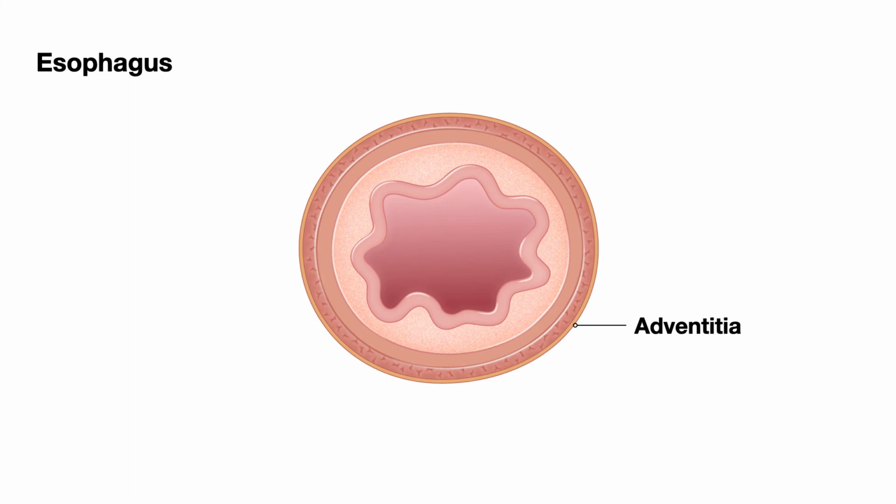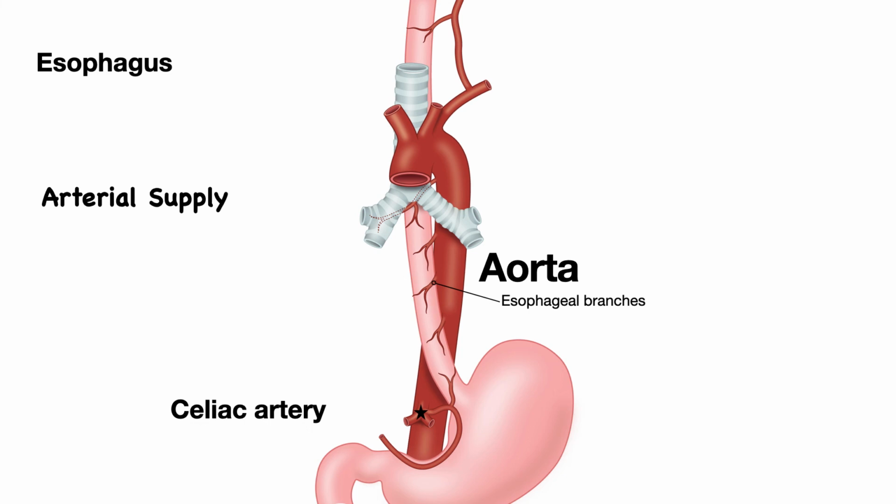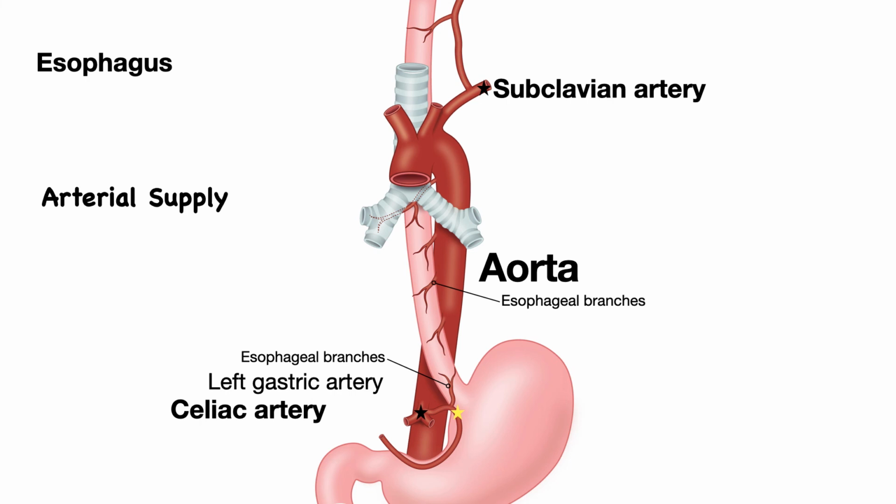So let us take a moment to look at the blood supply of the esophagus. This is very important to keep in mind. As you can see, majority of the blood supply comes from the aorta through the esophageal branches. The lower portion of the esophagus, the intra-abdominal portion, gets its blood supply from the celiac artery, left gastric artery, esophageal branches. The upper portion of the esophagus, the one in the neck, gets its blood supply from subclavian artery, inferior thyroid artery, and esophageal branches.